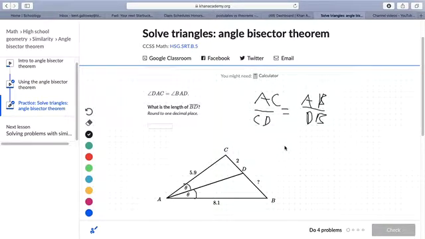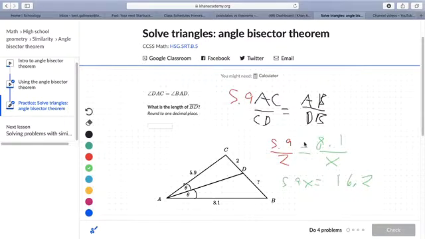So we have AC is going to be 5.9, and then we're going to have, oh yeah, I'll put it over here. And then we'll have CD equals 2, okay? And that needs to be equal to AB equals 8.1, and then we don't know what DB is, so we're going to put an X there. Then we're going to simply cross multiply, okay? So we'll get 5.9x equals 16.2.